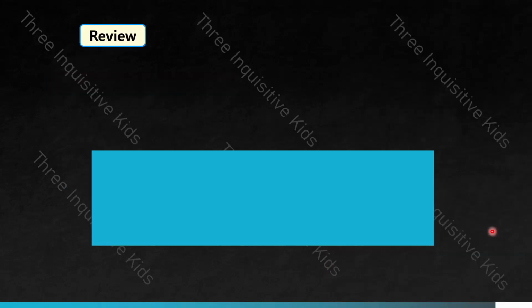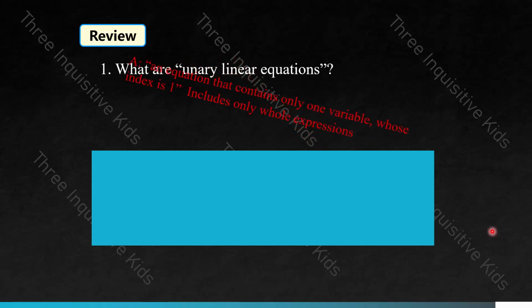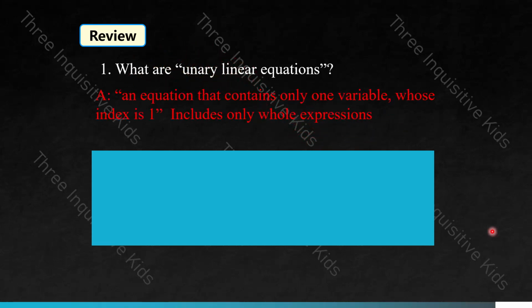So let's do some review first. What are unary linear equations? Well, here's the answer. It's an equation that contains only one variable whose index is 1, and it only includes whole expressions.